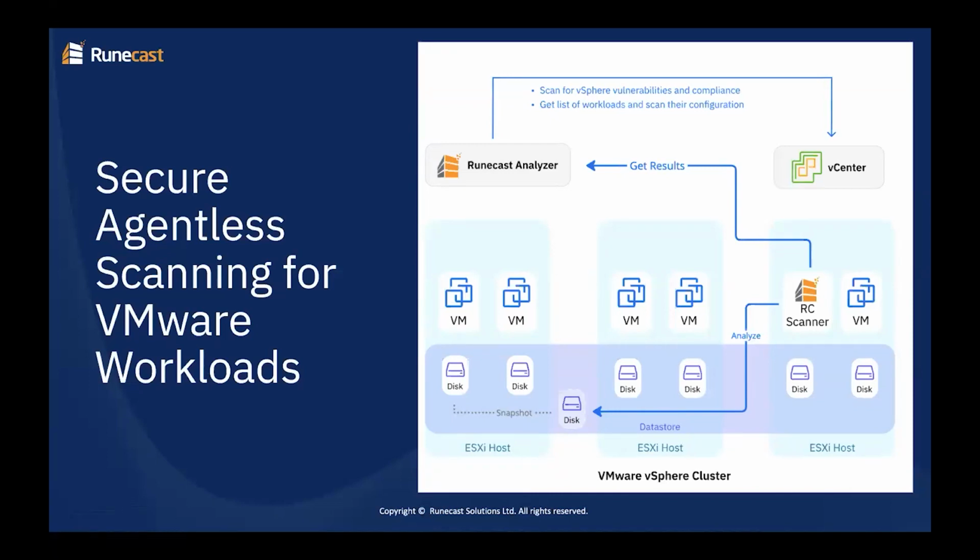And what we'll do is we'll get a list of the workloads, we'll feed those to the scanner. The scanner will then initiate a VADP snapshot within the vSphere cluster. So it'll take that VM, initiate a snapshot of that VM, mount that VM onto the Runecast scanner, and essentially scan for vulnerabilities.